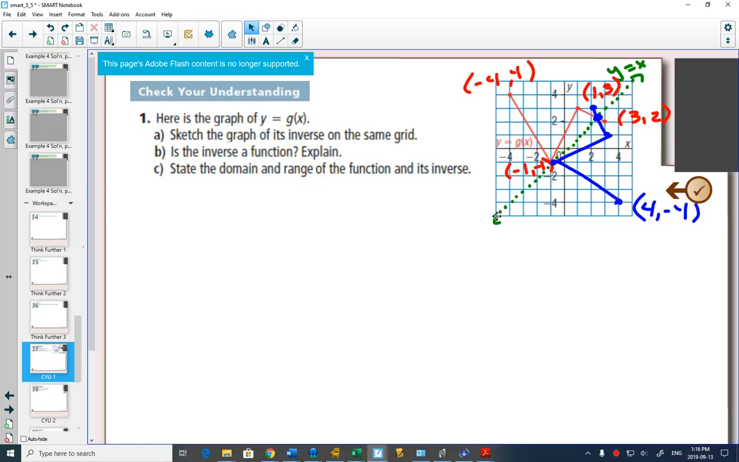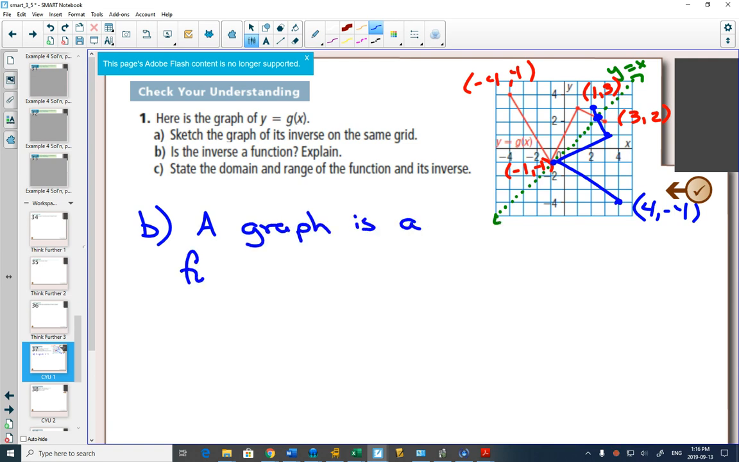Part B, is the inverse a function? So for part B, just a little review from previous years. How could you tell if a graph was a function? Do you remember doing that? No?